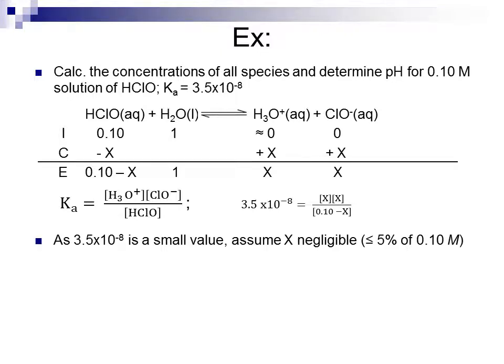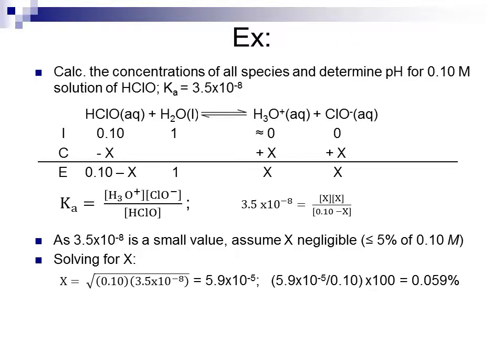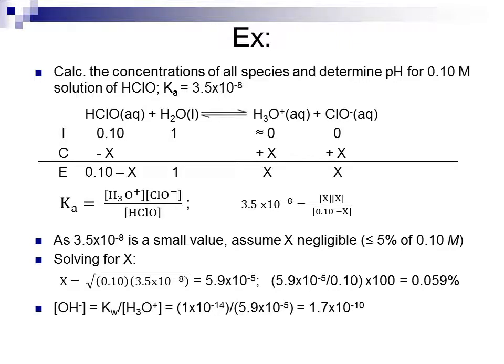Now given that 3.5 times 10 to the negative 8 is a very small value, we can assume that X is negligible in relation to 0.1. As long as X is less than or equal to 5% of 0.1, we can hold that our assumption is valid. So solving for X is the square root of 0.1 times 3.5 times 10 to the negative 8, which gives us a value of 5.9 times 10 to the negative 5. If I compare this against 0.1, as a percentage it is only 0.059%, which holds our assumption to be valid.